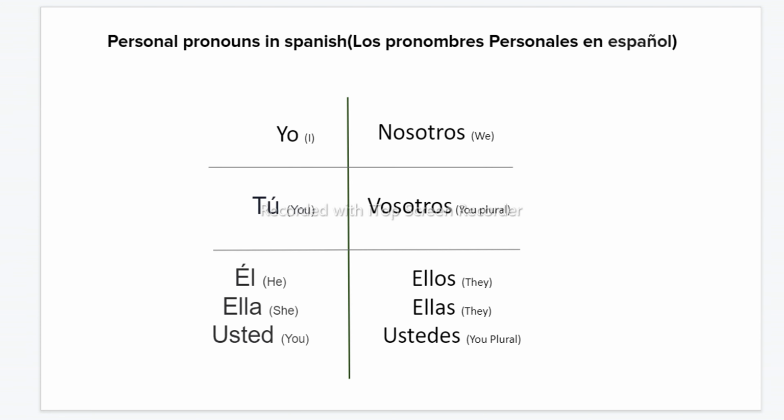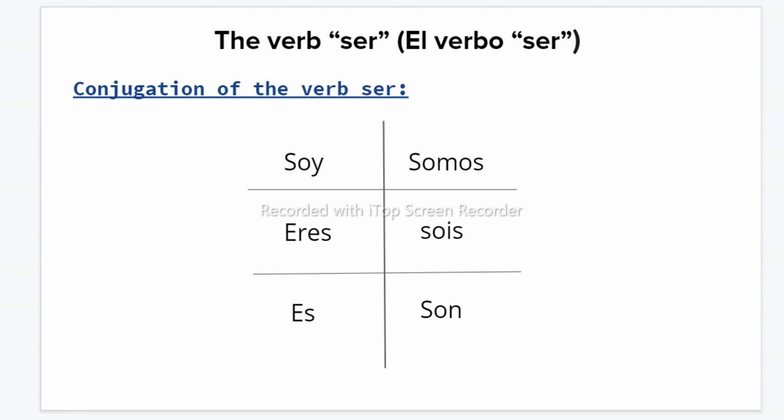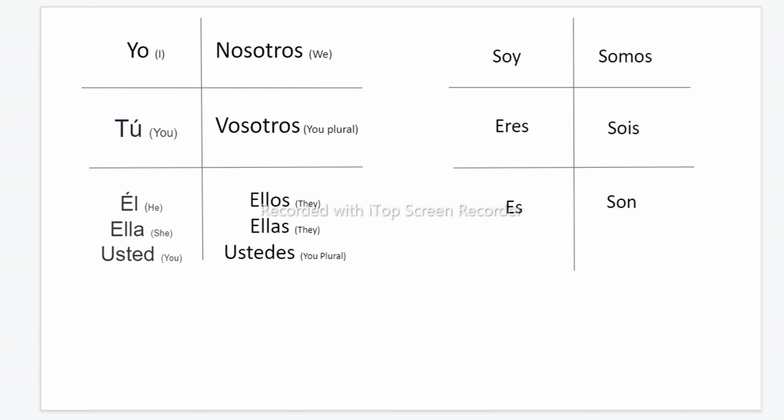So these are the conjugation of the verb ser. Soy, eres, es, somos, sois, son. Okay, soy, eres, es, somos, sois, son. So this you will understand better in the next slide. Let's move on to the next slide. Yeah, so as you can see now, I'll explain you in a better way.